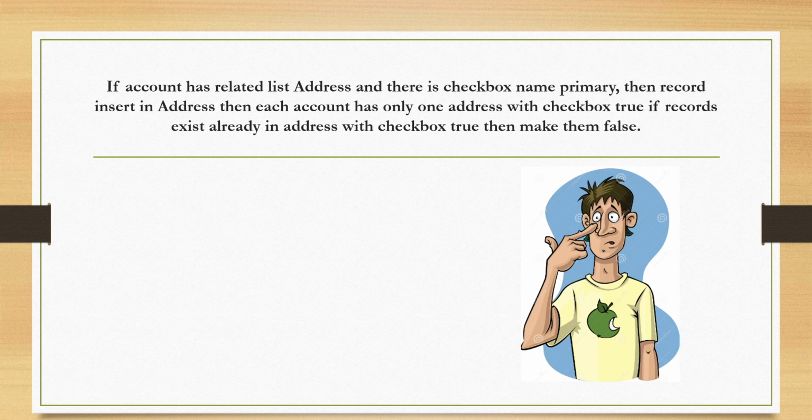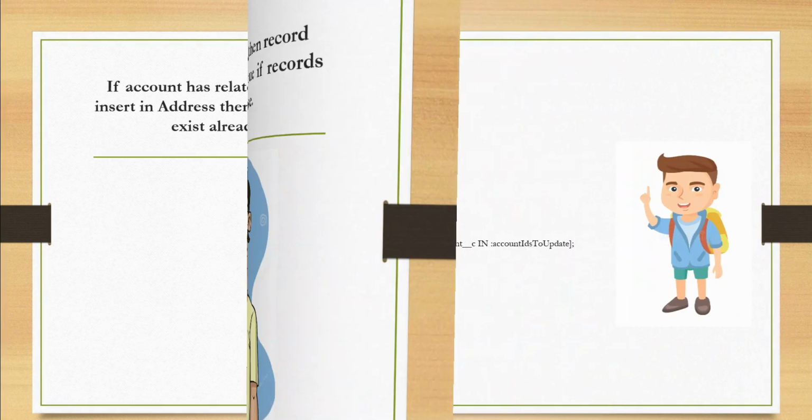If an account has a related list Address and there is a checkbox named Primary, then when a record is inserted in Address, each account has only one address with the checkbox true. If a record exists already in Address with the checkbox true, then make it false.